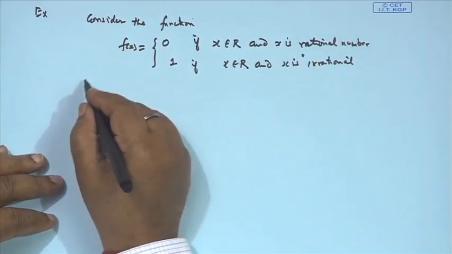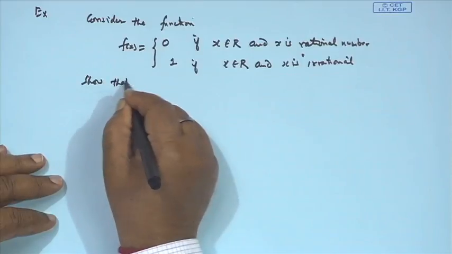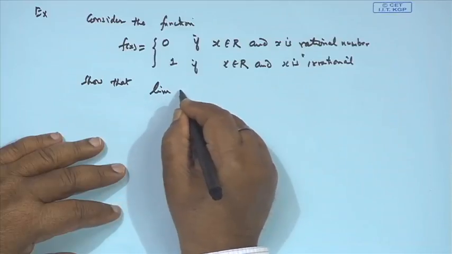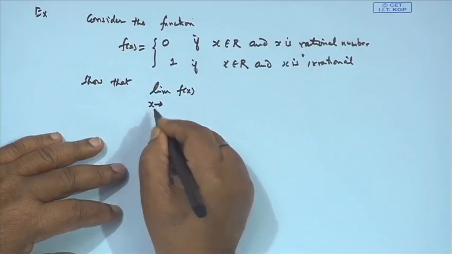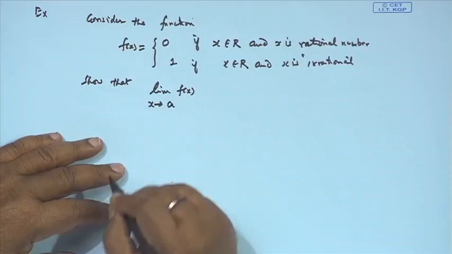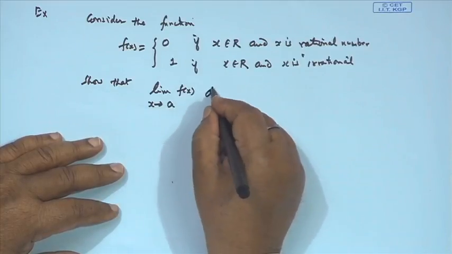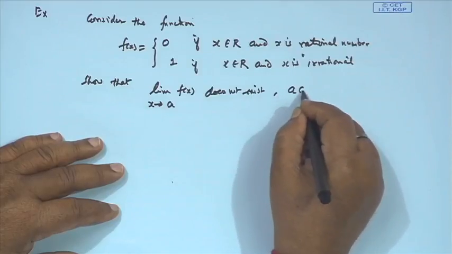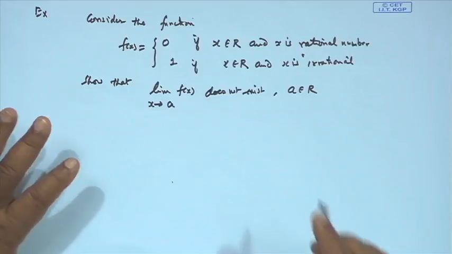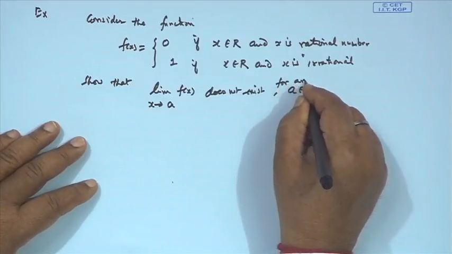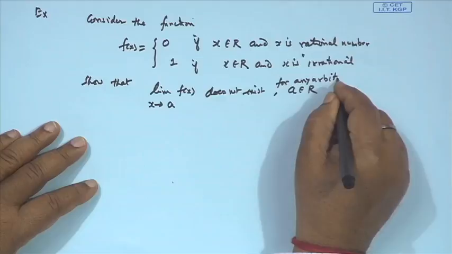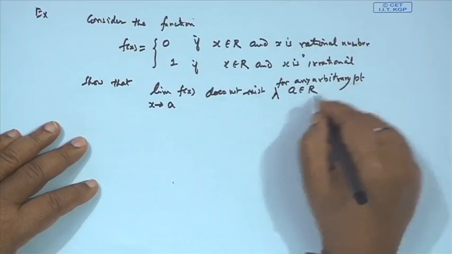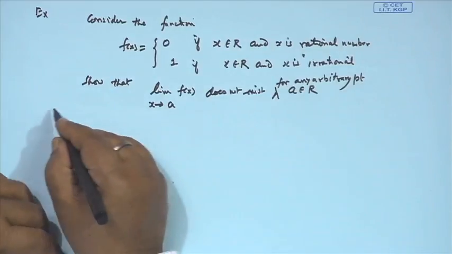So that the limit of f(x) when x tends to any arbitrary point A does not exist, where A belongs to R. A is any arbitrary point, A belongs to R.